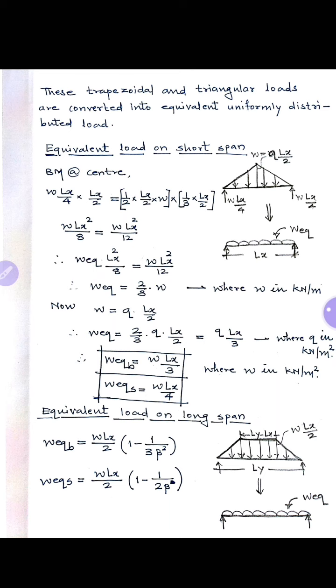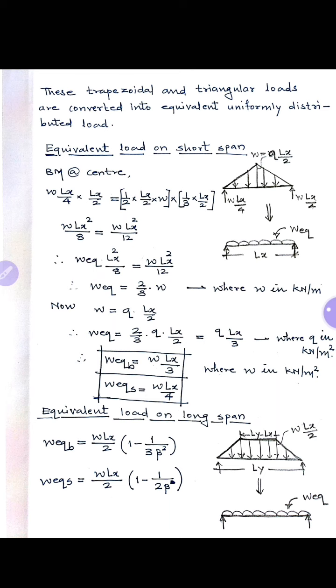So that is the reaction, into, now we want to take moment at center, into Lx by 2. This we have to equate to the load of this triangle. Half only we have to consider because we want to take moment at the center. So it is half of Lx by 2 into W, the load of half triangle, into, we are taking moment at the center. So its centroid is 1/3 of Lx by 2 from center of this triangle. In this way we have W Lx square by 8 equals W Lx square by 12.